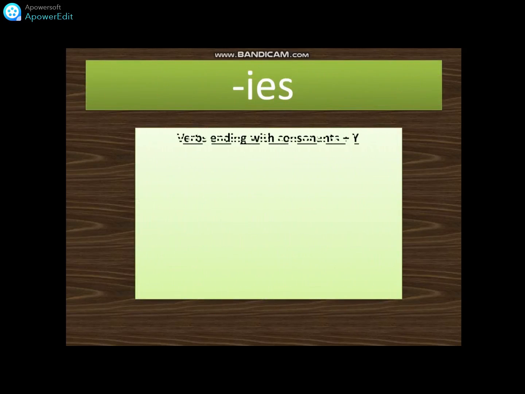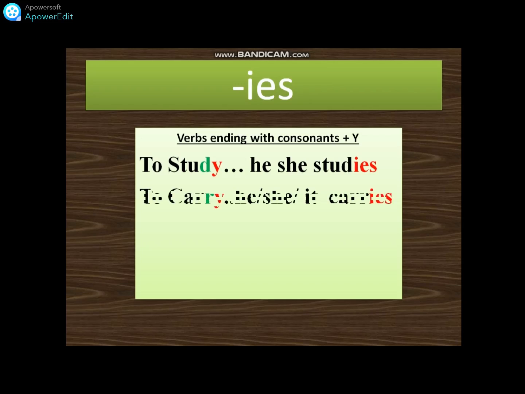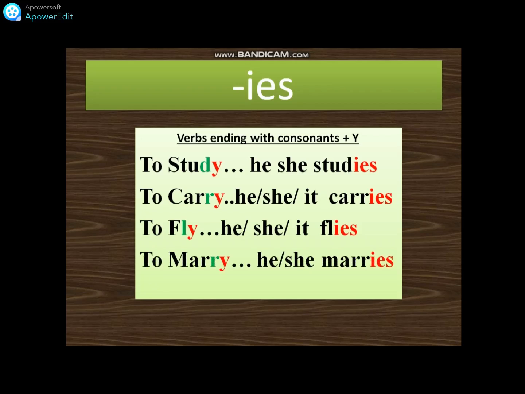Now let's move to the other rule. The IES. Now, the IES rule is used with verbs ending with a consonant plus the Y. Example, to study. Now here we have Y in the end, and before the Y there is a D, which is a consonant. So the verb is going to be studies, IES. We just delete the Y and add IES. Great. Another verb example, to carry. Again, we have Y. Before the Y, there is a consonant. Carries. Another verb, to fly. Y. Before Y, there is an L, consonant. He flies. Another verb, to marry. We have an R before the Y, so he marries.